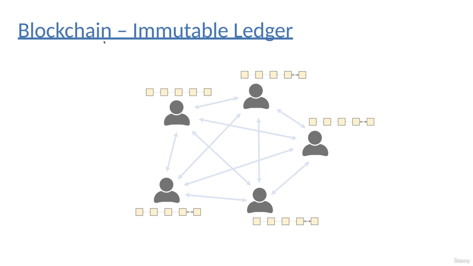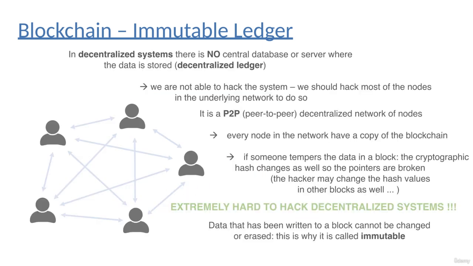This is why blockchain is essentially an immutable ledger, because the data is not stored in a centralized manner. Every single node of the network has a copy of the underlying blockchain. And of course, these nodes are communicating with each other in order to update the blockchain after every transaction. And this is why it is extremely hard to hack decentralized systems. This is why blockchain technology is so powerful. In the coming lectures, we are going to talk about blockchain mining.